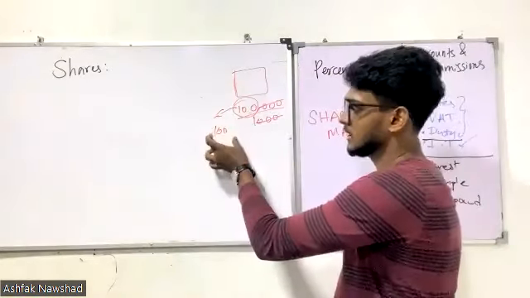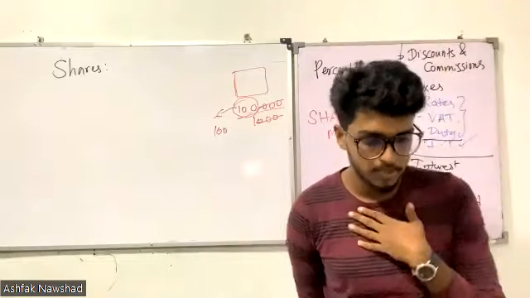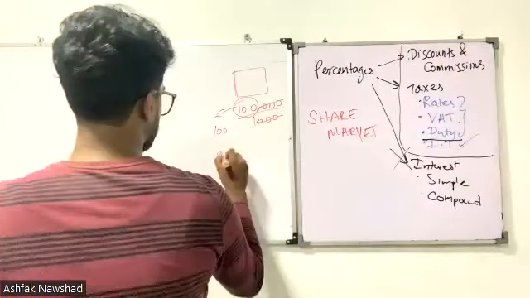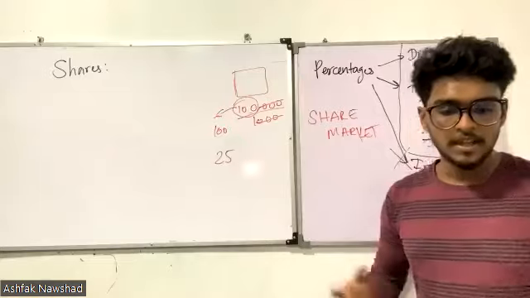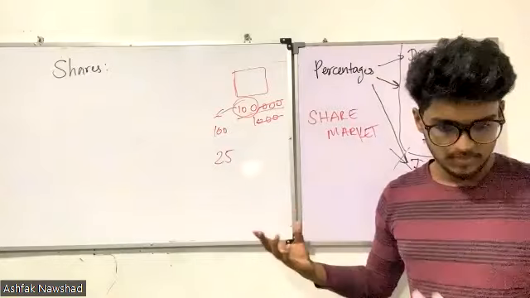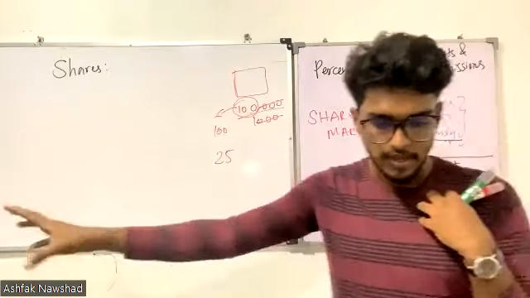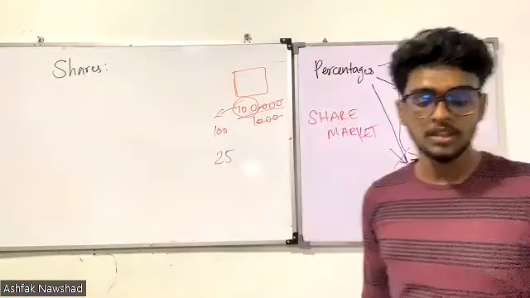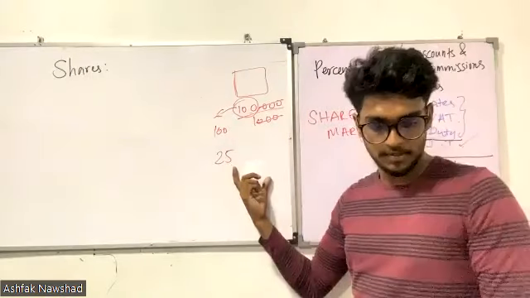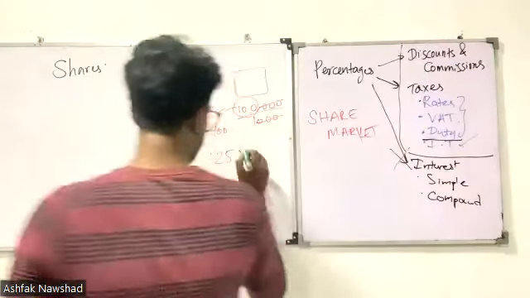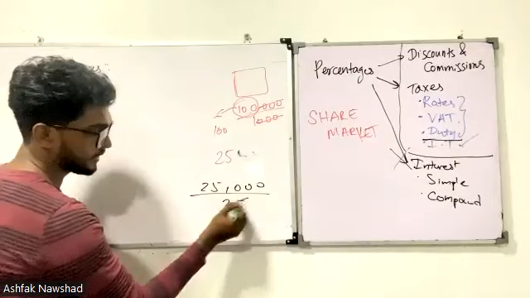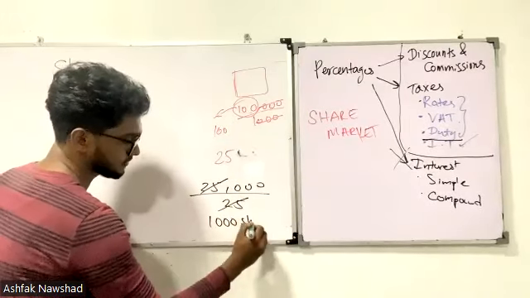Is the concept clear? For example, if Dialog issues shares at 25 rupees per share, and I buy around 1,000 shares, it would be 25,000. I invest 25,000 into Dialog and buy 1,000 shares. Simple math: one share is 25 rupees, so if I invest 25,000, I'll get 25,000 divided by 25, which is 1,000 shares.